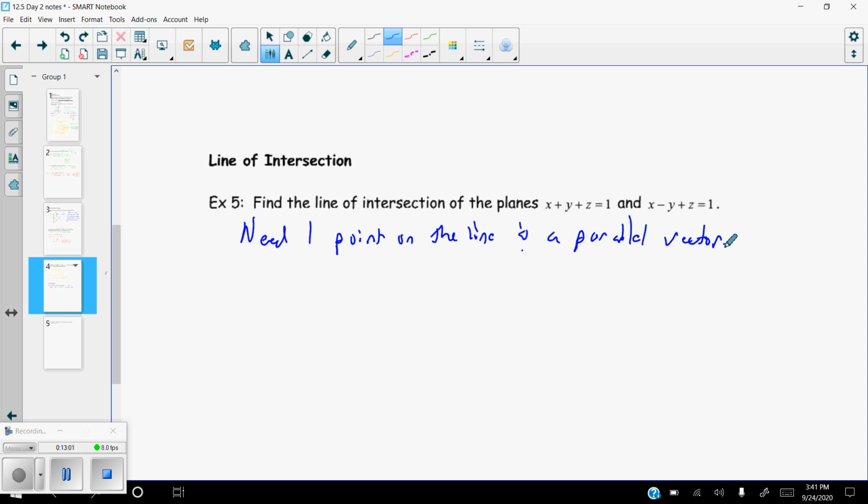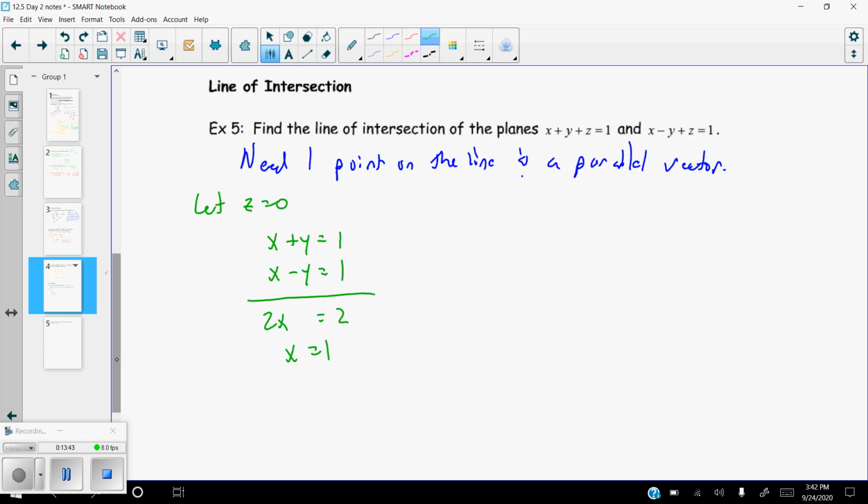So the idea is this. We're going to let z equal 0, and you could do this with any variable, just in this case I chose z. So if z is 0, I get the equations x plus y equals 1 and x minus y equals 1. And that comes from the two different planes, letting z equal 0. So now we can do our linear combinations here, and we're going to get that 2x equals 2, adding those two things together. So that means x equals 1.